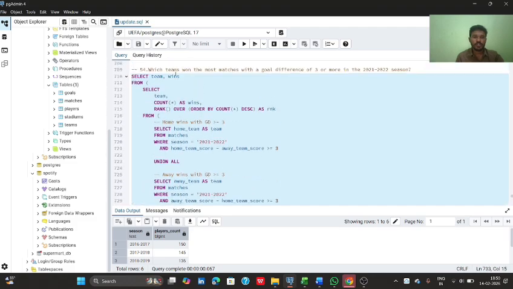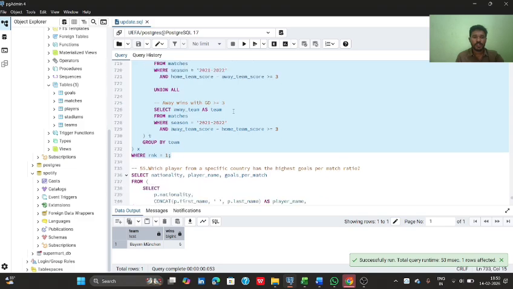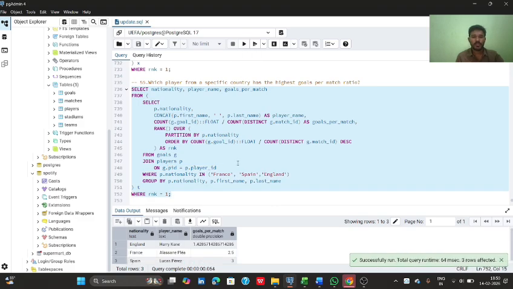And next one is, which team won the most matches with a goal difference of 3 or more in the 21? That's why I rank 3. This one totals 6. Which player from a specific country has the highest goals per match ratio? I'm executing, showing. Thank you.